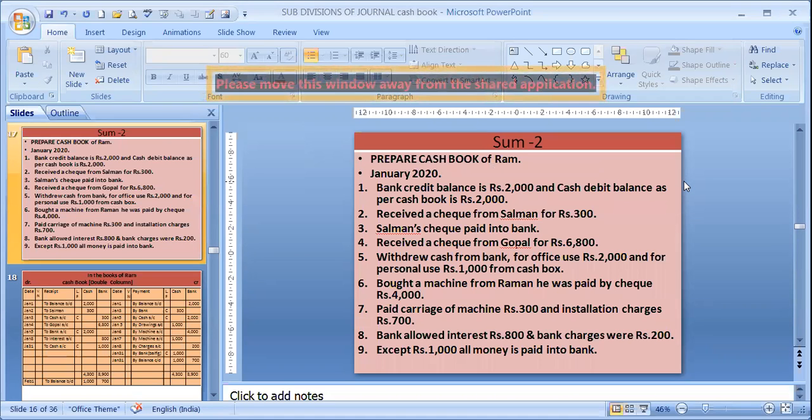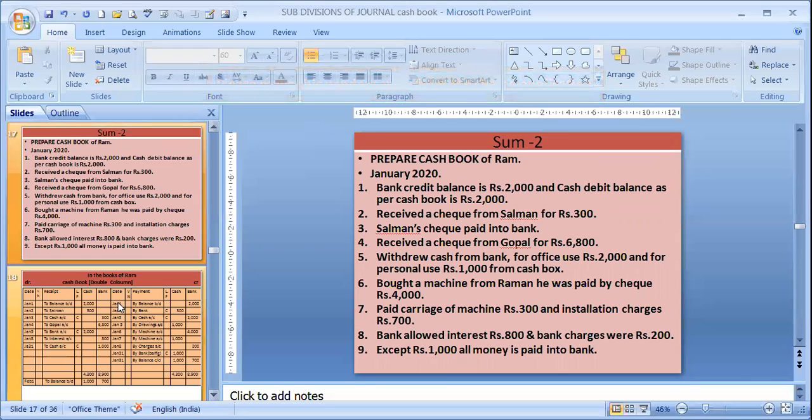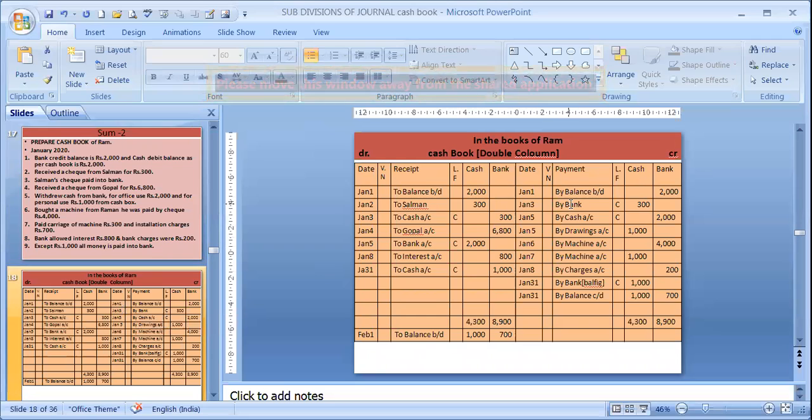Now we will be doing one sum. Prepare cash book of Ram. January 20. Bank credit balance is 2000 and cash debit balance as per cash book is 2000. Now bank credit balance is 2000. That means what? See, bank, you have overdrawn the money. That is the bank overdraft is there.